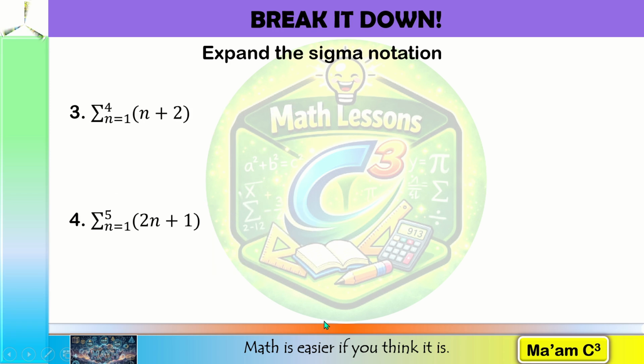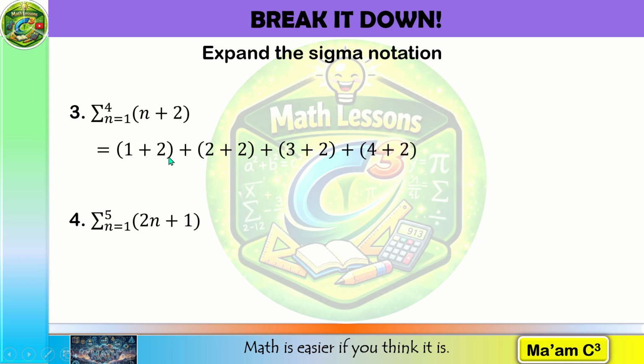Let's have some more. Number 3, summation of n plus 2 from 1 to 4. We're going to substitute values of n from 1 to 4. This will become 1 plus 2, plus 2 plus 2, plus 3 plus 2, plus 4 plus 2. Don't forget to group the numbers. 1 plus 2 is 3, this one is 4, this one is 5, this one is 6.